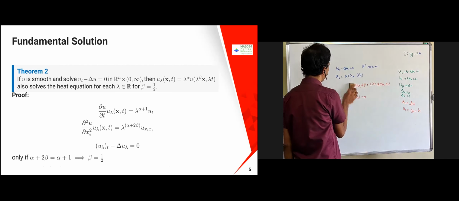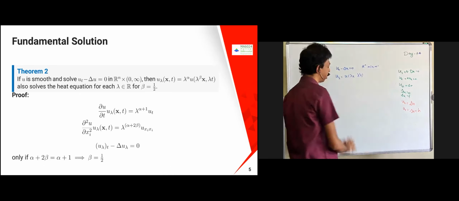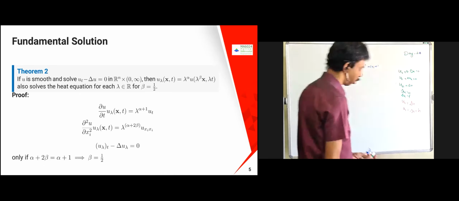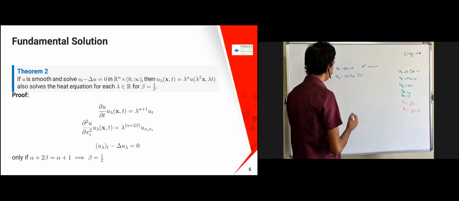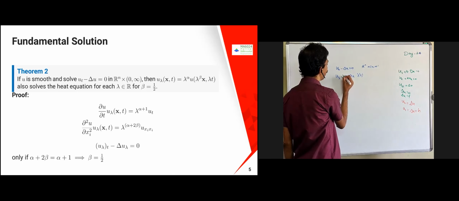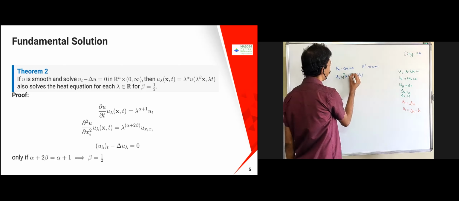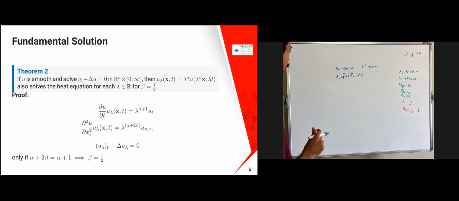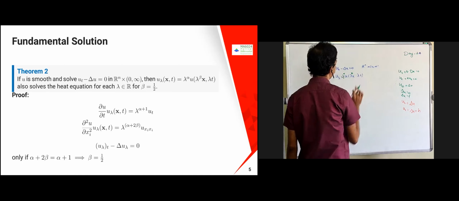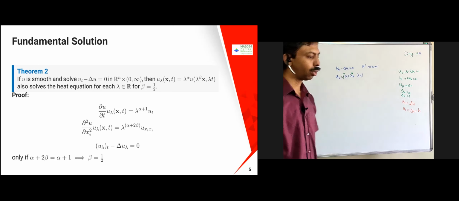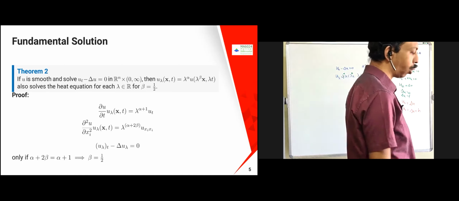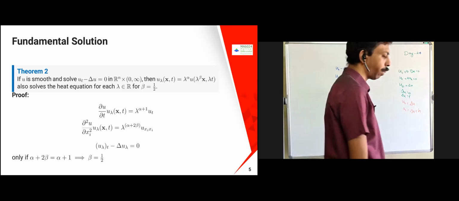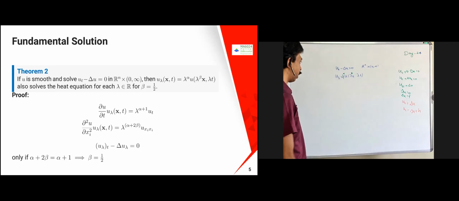Suppose instead of this one, I define u lambda in a different way: lambda power alpha u of lambda power beta x and lambda square t. Then also we are going to say that this solves the heat equation for beta equal to 1. So once again, the same kind of logic.